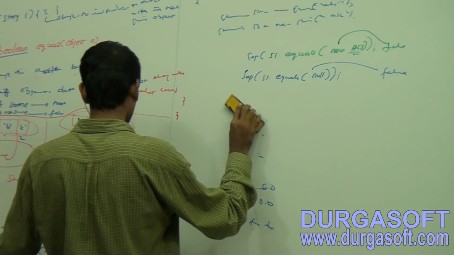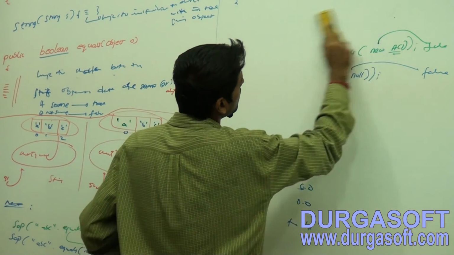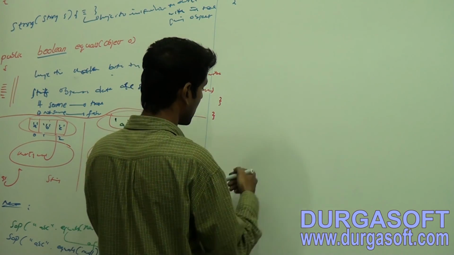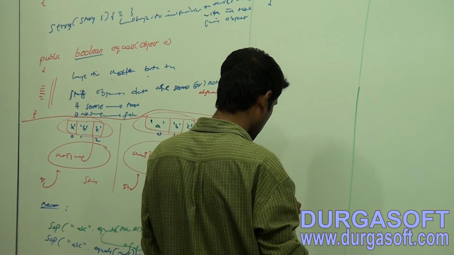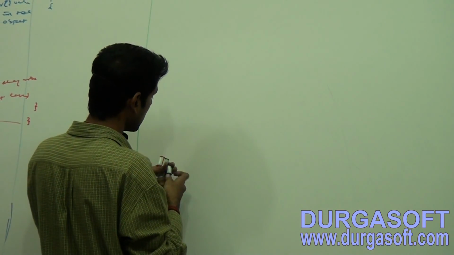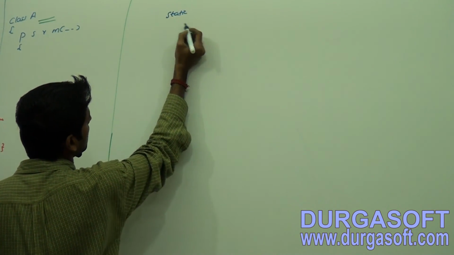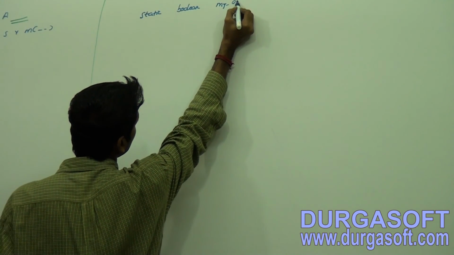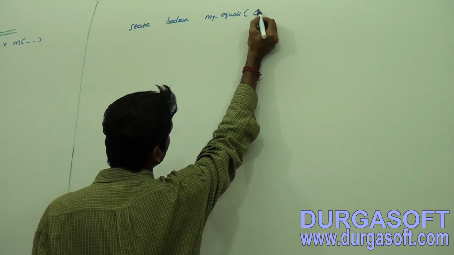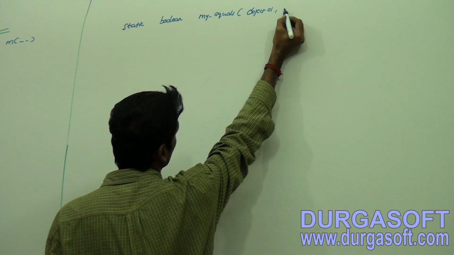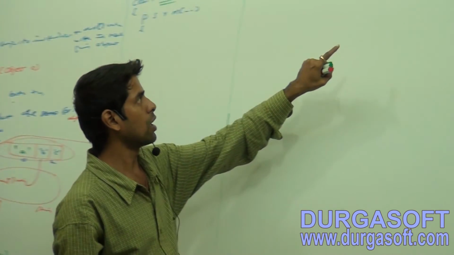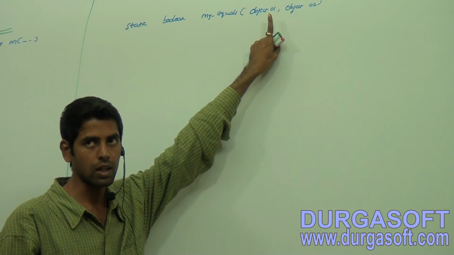Now let me take a method as static, with return type boolean. Let it be my equals. The first argument type is Object and the second argument type is Object, object 2. Here we are having objects, so that's why I have taken the argument type as Object only.